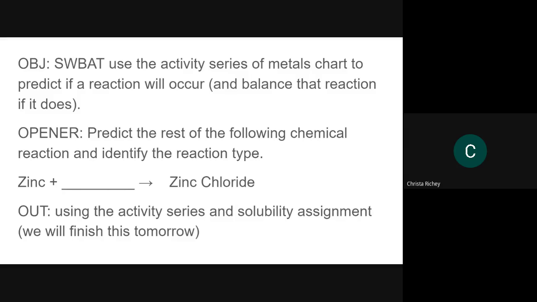This opener, we have to figure out what the missing thing is in the blank. This is a synthesis or an addition or a combination, however you want to say it, reaction. This is predict the rest of the following chemical reaction and identify the reaction type. Right? So zinc plus what is missing is going to produce zinc chloride. What is missing? Chlorine, okay?